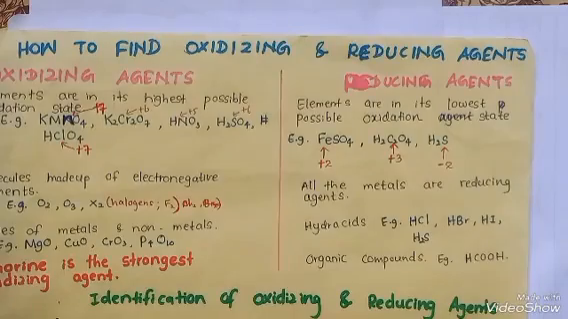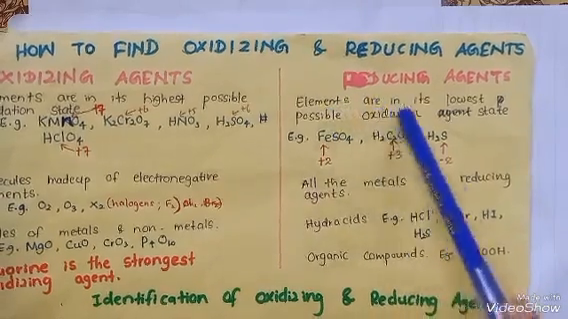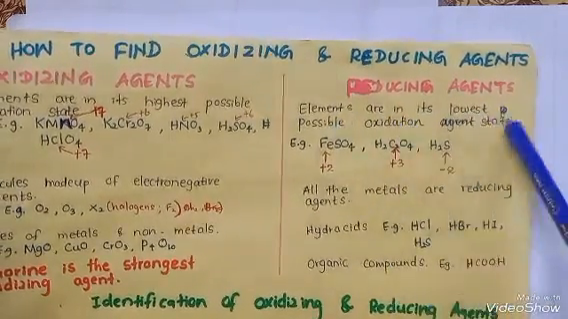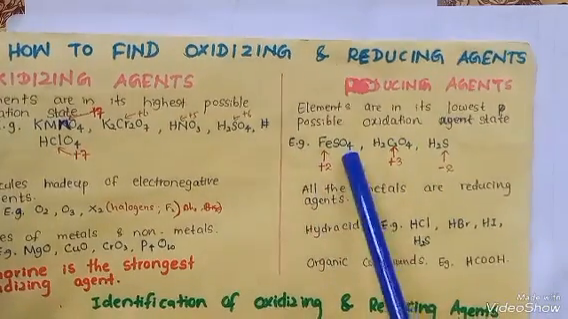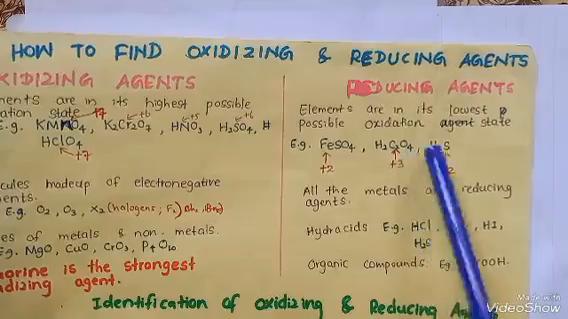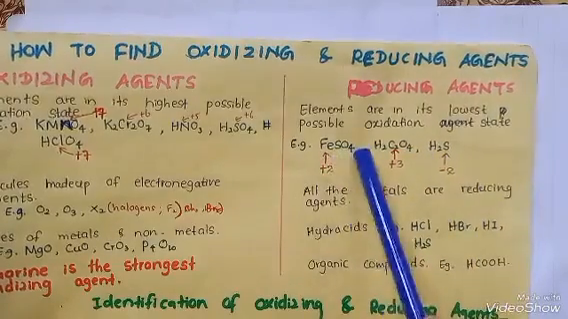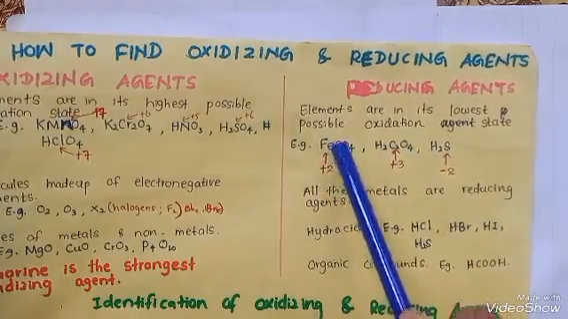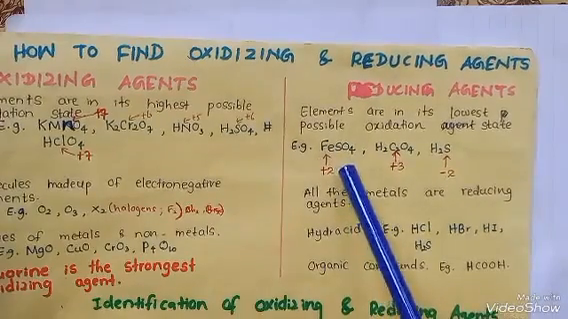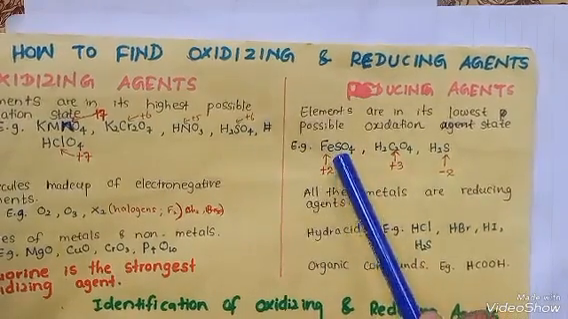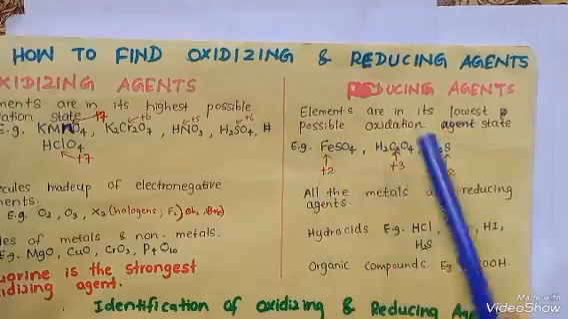What are the reducing agents? Reducing agents are elements in their lowest possible oxidation state. For example, ferrous sulfate, oxalic acid and hydrogen sulfide. In ferrous sulfate, iron has a +2 oxidation state and it's the lowest possible oxidation state for iron. Therefore, it is a reducing agent.